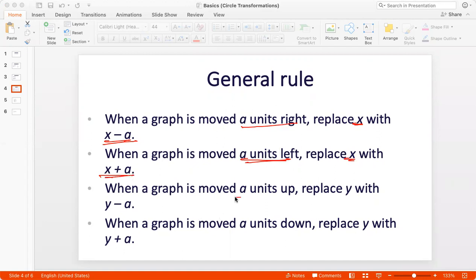When a graph is moved a units up, you replace y with y - a. And when it is moved a units down, you replace y with y + a. So when it's up and down, you change y.